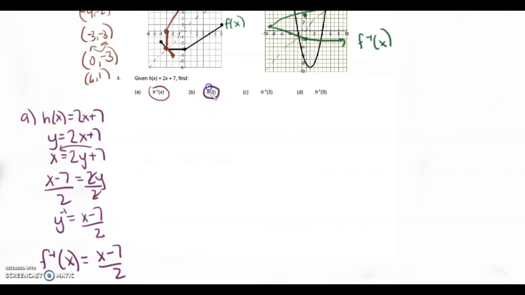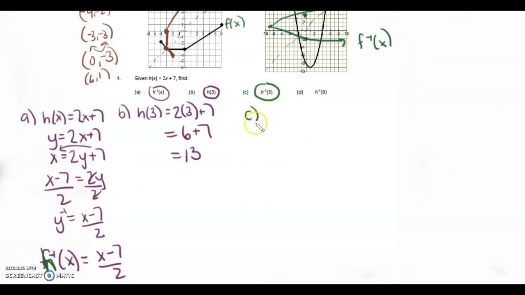For b, we're just straight substituting in h at 3. So we have h at 3 equals 2 times 3 plus 7, which is 6 plus 7, which is 13. This time we're going to substitute in h inverse at 3. Oh, I put an f here. This is supposed to be an h. So h inverse at 3 is going to be 3 minus 7 over 2. So I get negative 4 over 2, which is negative 2.